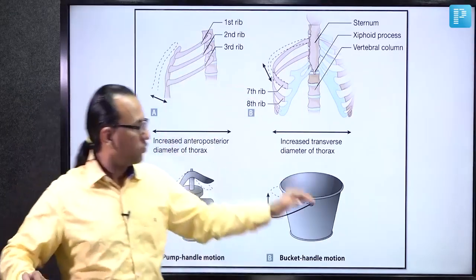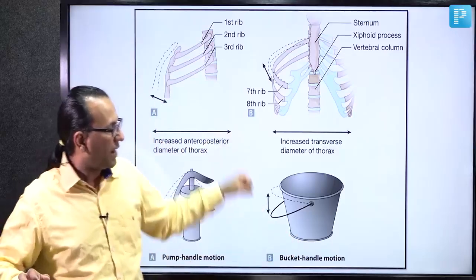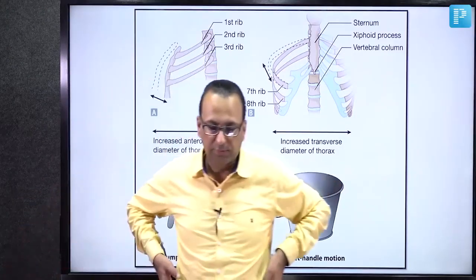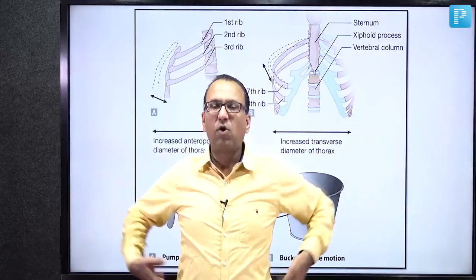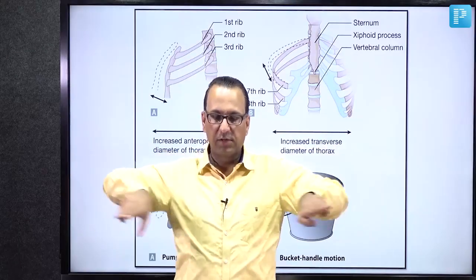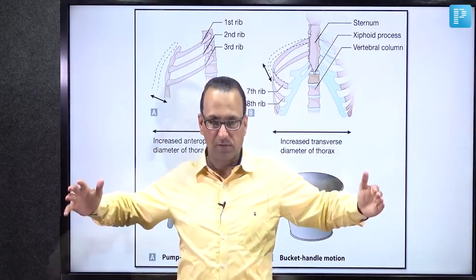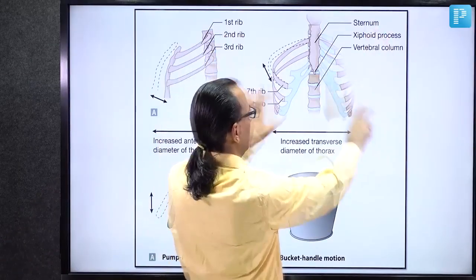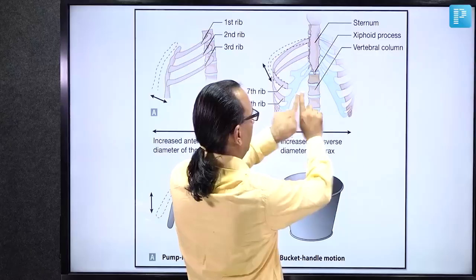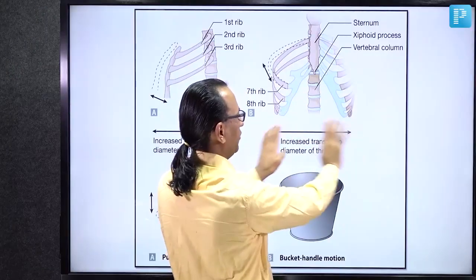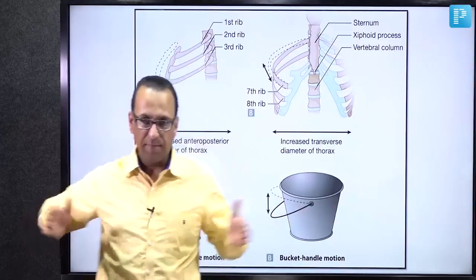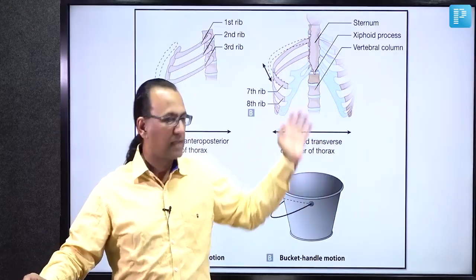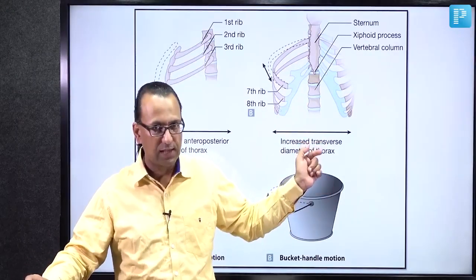On the other hand, like you raise the bucket handle, you are going to increase the transverse diameter. The lower ribs are going higher, and as they go higher, you are increasing the transverse diameter. The lungs will expand transversely like this. So as the lower ribs are elevated, as during respiratory movement, the transverse diameter is increasing to expand the lung in that dimension. Now, the chief muscle of inspiration is diaphragm. Let us talk about the others as well.